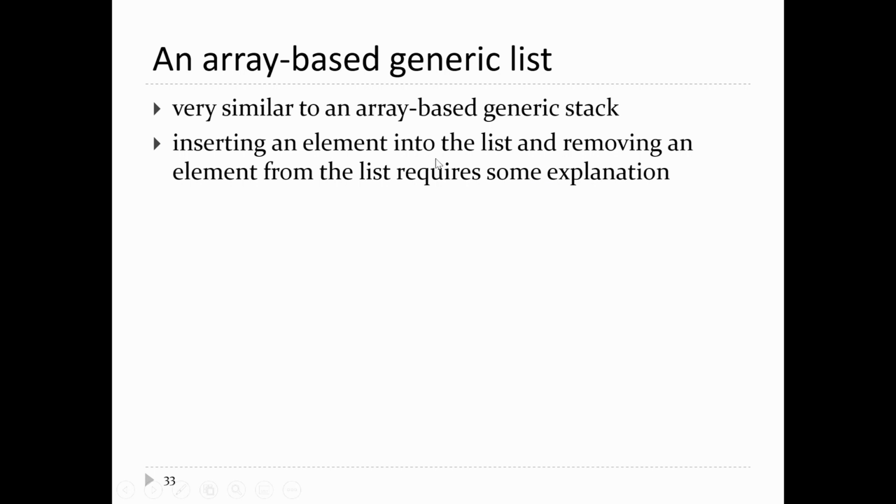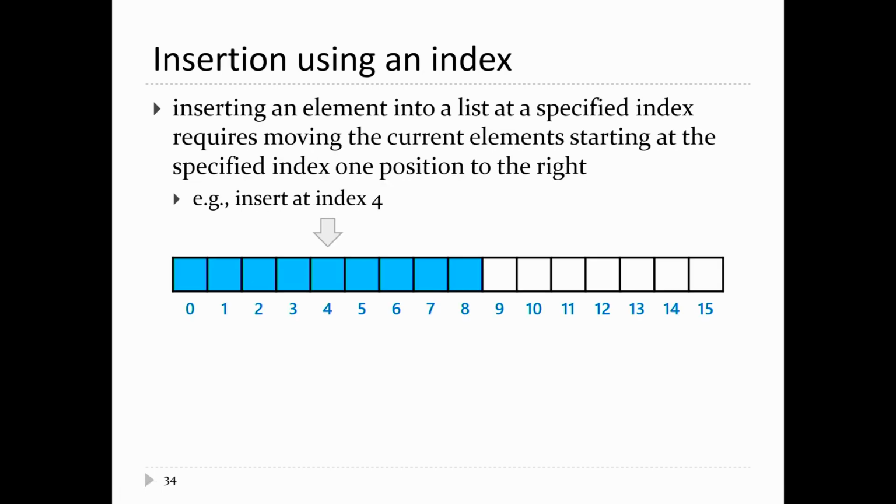Inserting an element into the list and removing an element from the list requires a small amount of explanation. If you want to insert an element into the list via an index, that's the second add method. Say you wanted to add into this list at element 4, and the list already has 9 elements in it. The method has to move a bunch of elements over to the right to make room for the element that we're going to insert. In other words, we don't just overwrite the element that's sitting at index 4. We have to move everything over to make room for the new element.